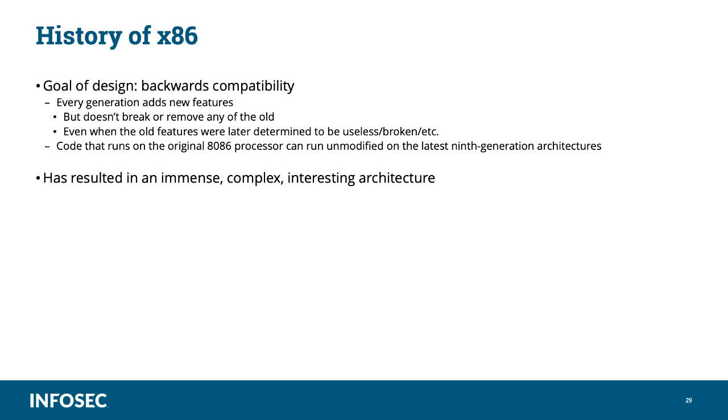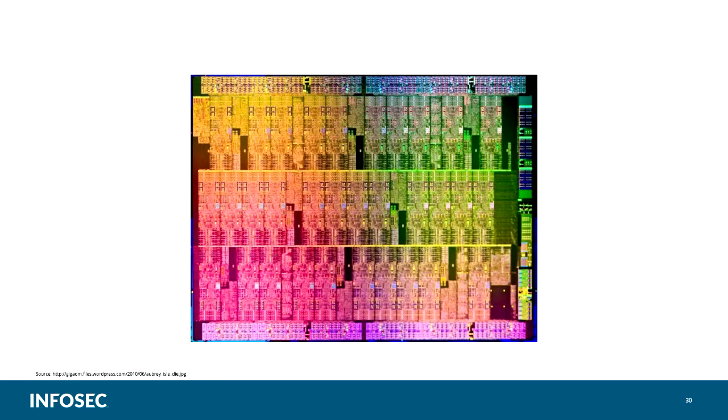This has some very interesting side effects. One of them is that 8086 has become an immense, complicated, but very interesting architecture. What you're seeing now is the silicon die of an x86 processor. If you were to take a processor from inside of your computer, remove all of the plastic housing around it, what you'd see is the silicon die with millions upon millions of these tiny transistors and buses and tiny little pieces of circuitry. And it's fascinating how complicated something like your processor really is.